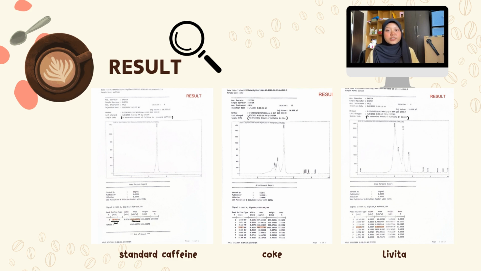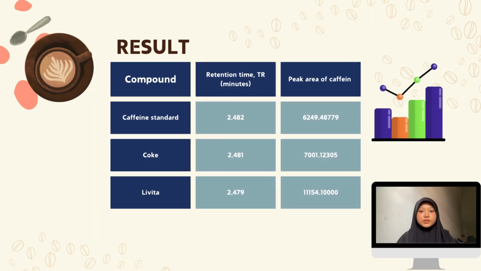So this is the results. Based on the results, we have three compounds, which are standard caffeine, Coke, and Levita. First and foremost, the retention time of the compounds was determined based on the chromatogram. The retention time of standard caffeine was based on the highest peak in the chromatogram of the compound.